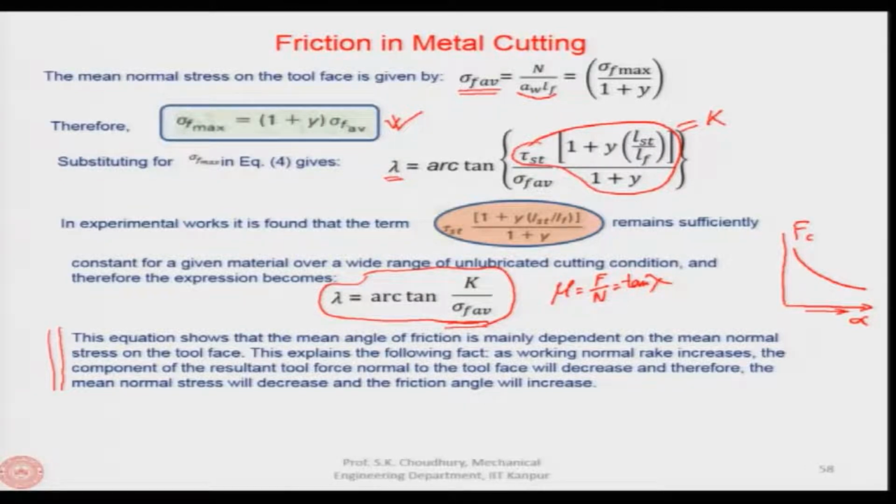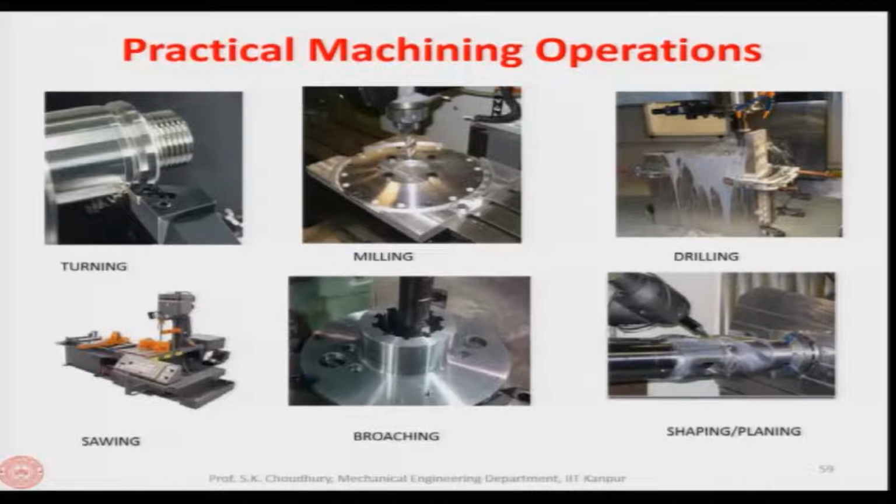Okay. Our next topic will be the practical machining operations, and here in this slide you can see various practical machining operations like turning, milling, drilling, shaping, planing, broaching, sawing. In turning, for example, you can get the cylindrical surface or groove, or the threaded surface. In milling, normally flat surfaces are obtained, or grooves or very complicated contours, for example in CNC milling.